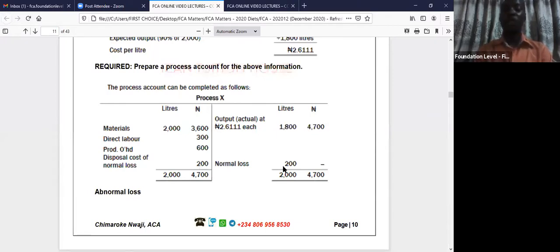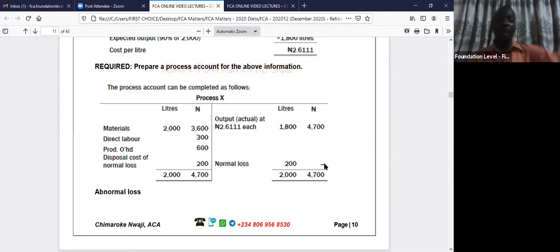Here is the normal loss. You see, it doesn't have any recoverable value. So there's no way you can dispose of your normal loss if it has recoverable value. If it has recoverable value, you recover it. When it doesn't have recoverable value, two things may happen. Either the loss evaporated, that's why you cannot recover it or sell it for scrap, or it didn't evaporate, but you have to dispose of it.